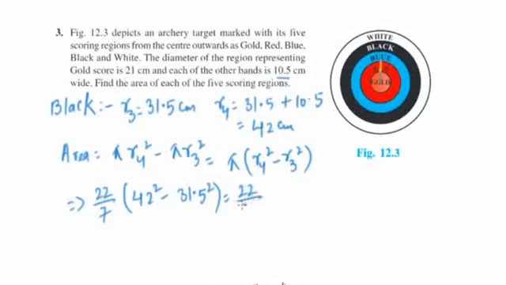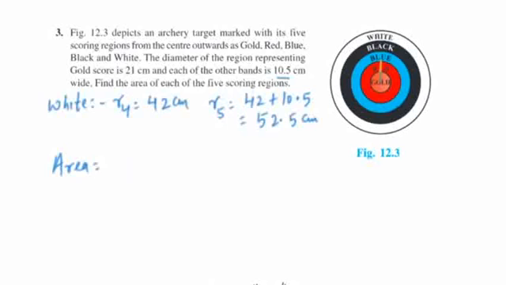And on solving this, we will get it as 22 by 7 multiplied by 771.75. And on further solving this, we'll get the area as 2425.5 square centimeter. So we have got the area of the black region, that is 2425.5 square centimeter.